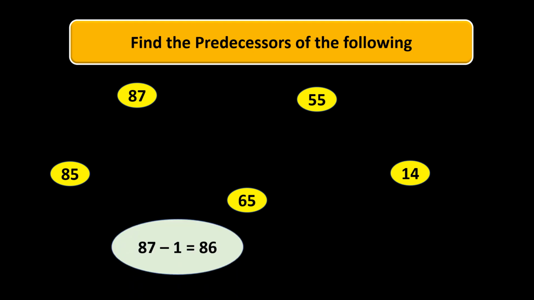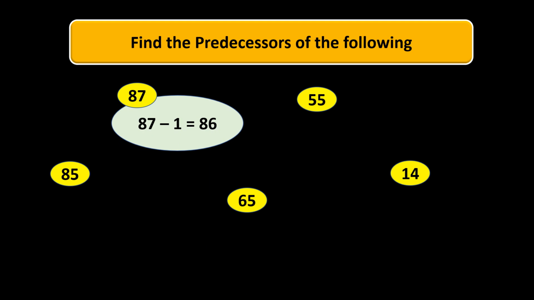The first one 87 minus 1. You take away 1 from 87. What is the answer you obtain? That is 86. So 86 is the predecessor of 87. Just before 87, the number what we get is 86. Let's move to the next one.